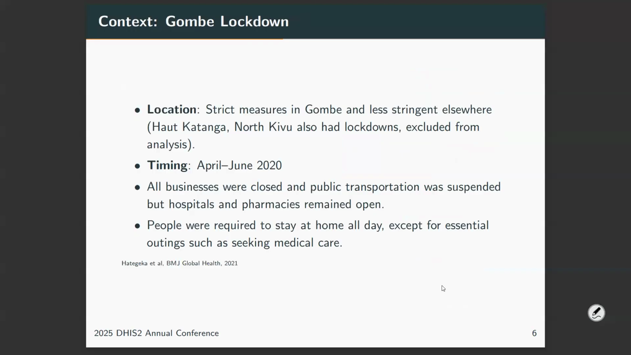Kinshasa was also the site of a very strict lockdown. So in April of 2020, the government locked down in particular one major neighborhood in Kinshasa called Gombe. It wasn't just that this one area was affected, but the major hospital that services a lot of births in the entire area was located in Gombe. So you can also think about it as affecting the whole area of Kinshasa because that hospital was also isolated. The lockdown went from April to June of that year. It was very strict. All businesses were closed. Public transportation was suspended. However, hospitals remained open, as did pharmacies. And you could travel to the hospital if you needed help. But people were basically required to stay home.